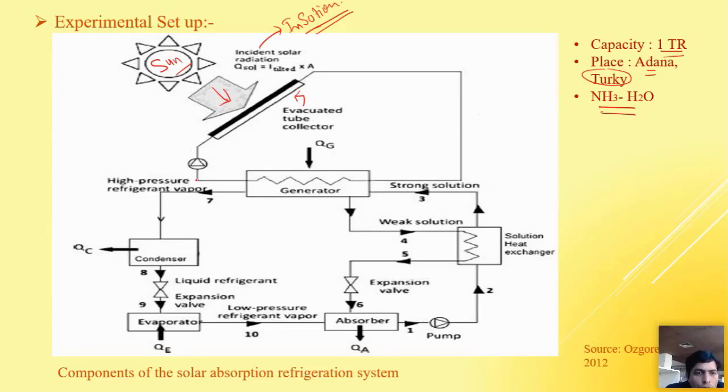So what we are doing here: this is our evaporator, this is the absorber, this is the solution heat exchanger, this is the pump, expansion device, this is the strong solution, this is the weak solution, this is the generator, and this is the condenser, expansion valve, evaporator. So all these topics have already been discussed. We need to talk about the newer one. So this is the generator, and we are using the evacuated tube collector. So what is the evacuated tube collector, and how does it actually transfer the energy to the fluid? We will discuss that.